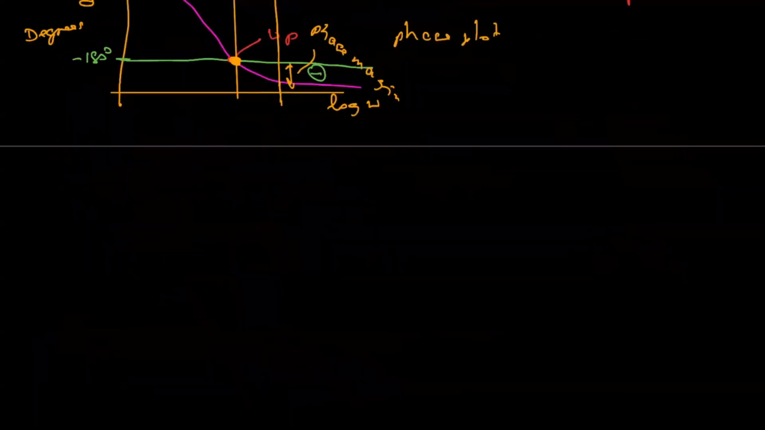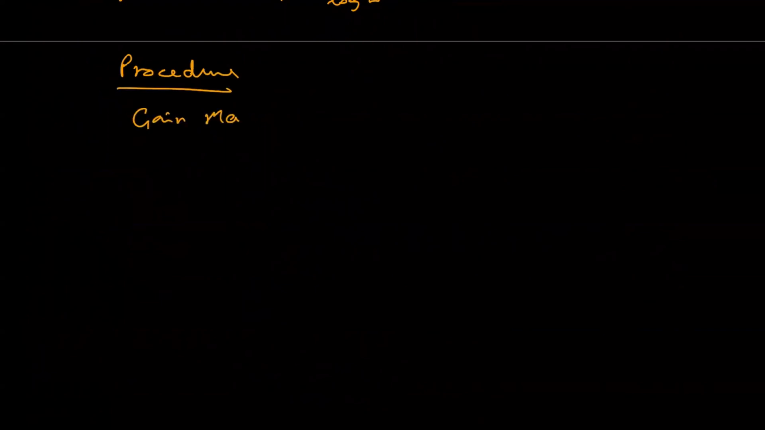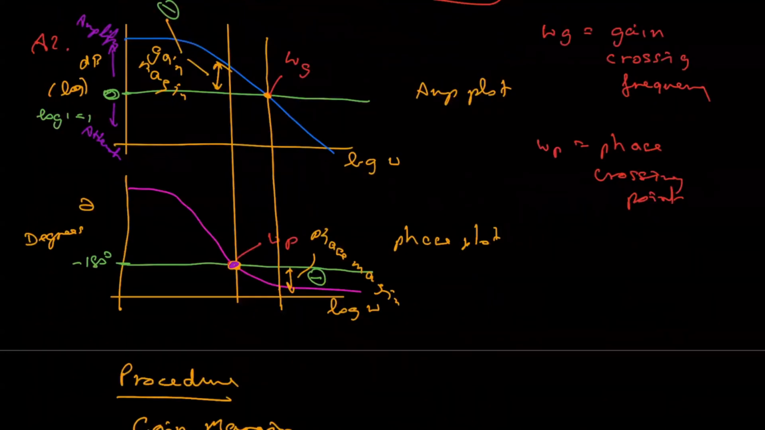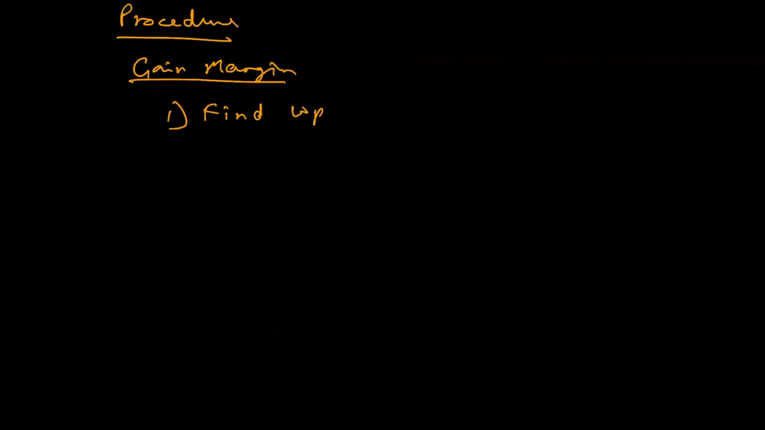Okay. Let's go through the formal procedure for computing these, and that'll become clear when we do the procedure. So first of all, the gain margin. How do we compute the gain margin? First of all, number one, find omega p. Omega p is this bit here. That's the phase crossover point, and that's where the phase plot line intersects the minus 180 line. So find omega p.